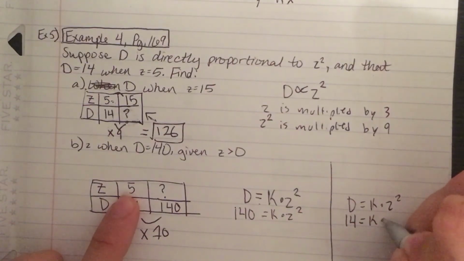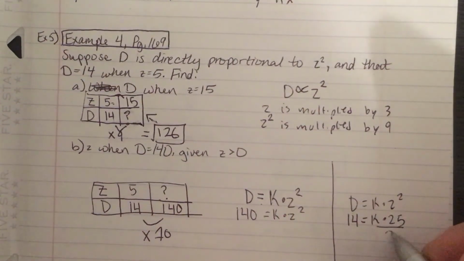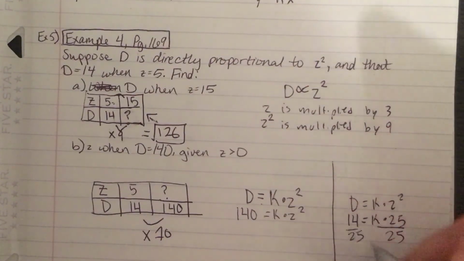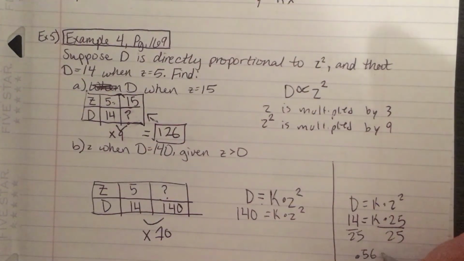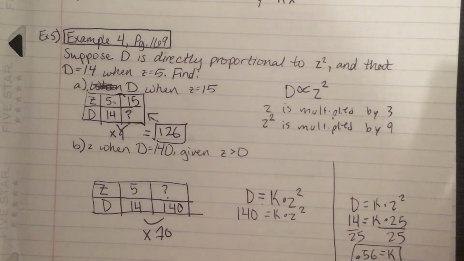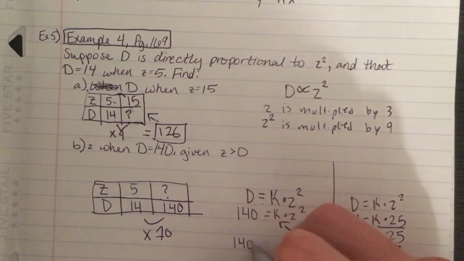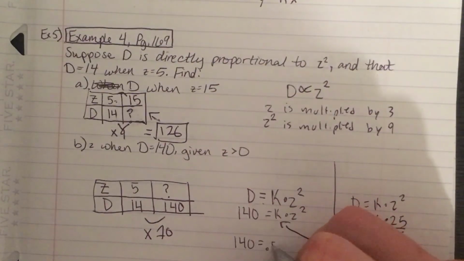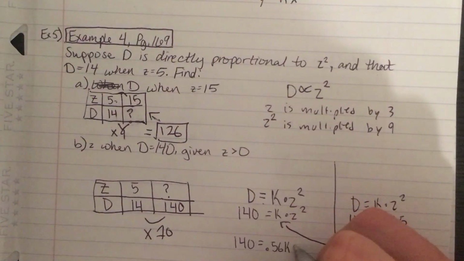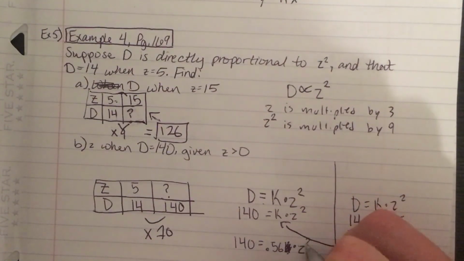So we're going to say K times 25 equals 14. We're going to divide by 25. And that's going to give us 0.56. That's our proportion constant right there. So now I'm going to take this sucker, substitute it in right there. 140 equals 0.56, times Z squared.